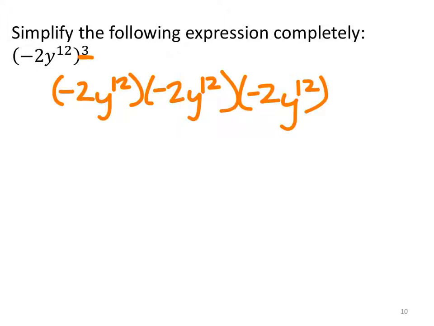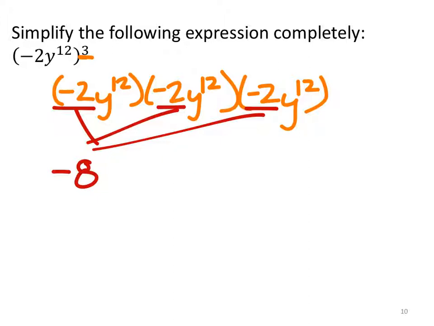Simplify this expression completely. This quantity, negative 2, y to the power of 12, all to the power of 3. Okay. Well, that exponent, the 3, right here, it tells me how many negative 2 y to the power of 12s we have. All right, so I'm going to write that out 3 times. So this is what we really have. And we could rearrange this, which isn't completely necessary. What I can just do is take negative 2 times this negative 2 times this negative 2. And that would all combine to be negative 8.